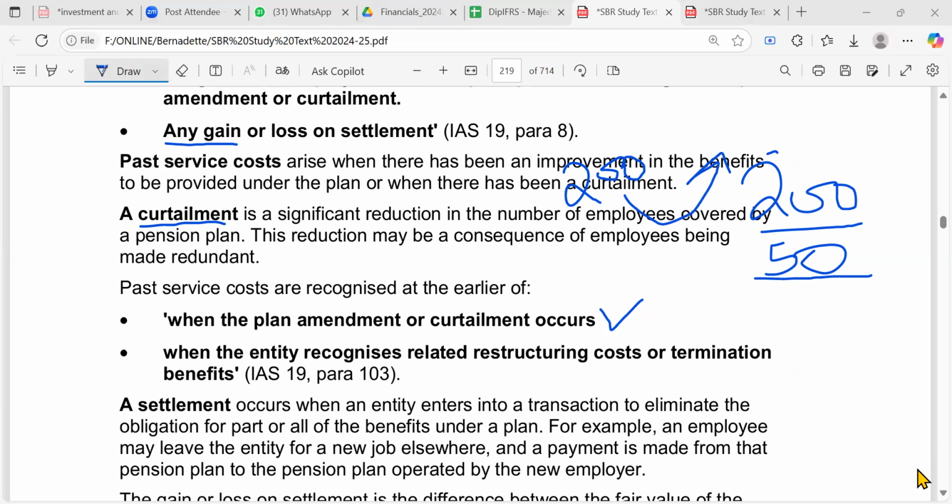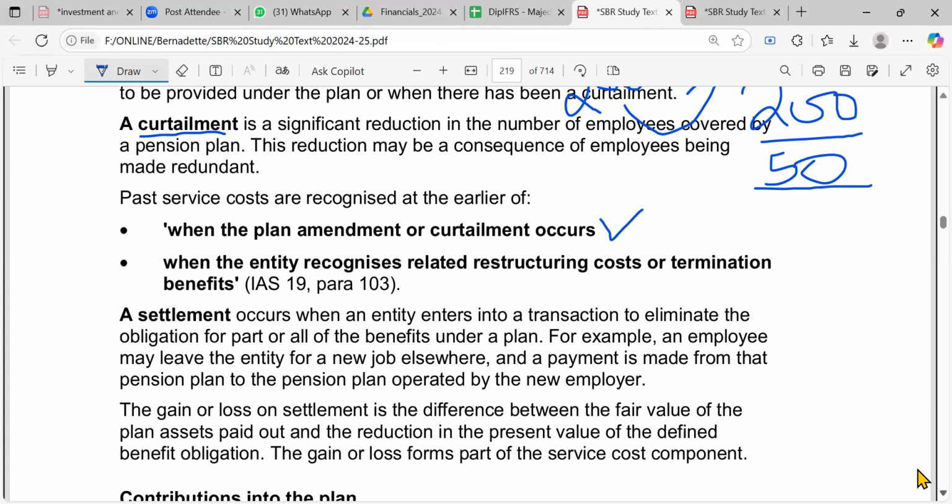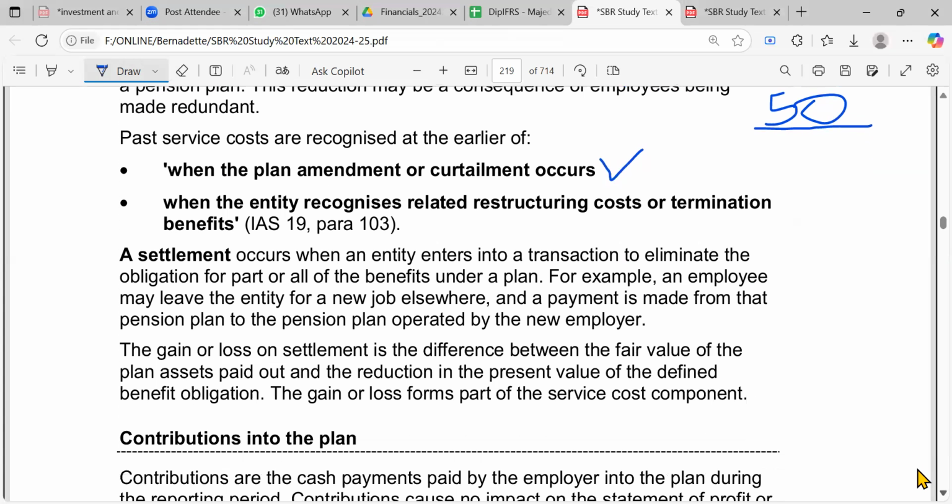And settlement, we have spoken about this already, right? We said this is when the entity enters into a transaction to eliminate the obligation. We spoke of that 200, for part or all of the benefits under the plan. And we said that it is eliminating 200 and it is paying 150, right? And then the gain on settlement is the difference.